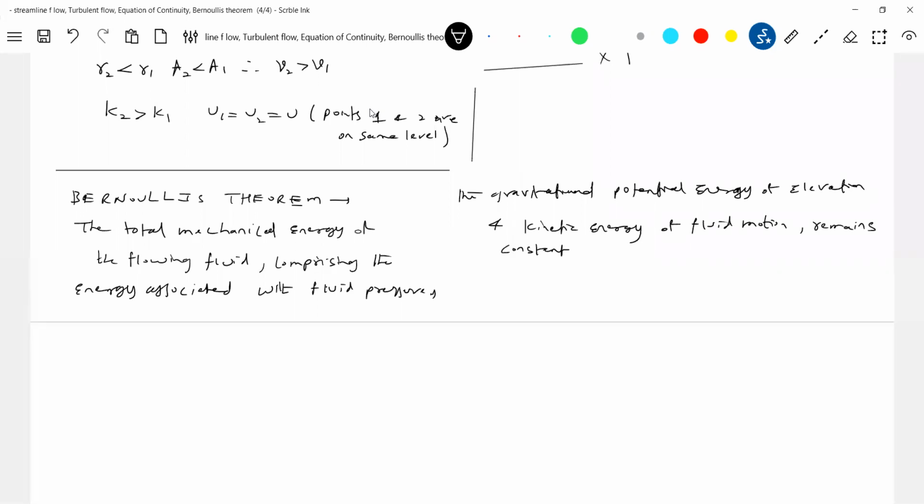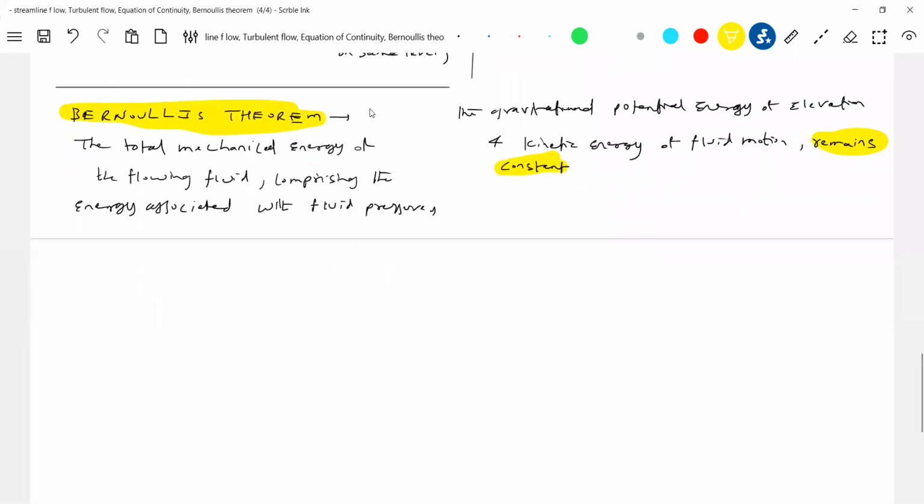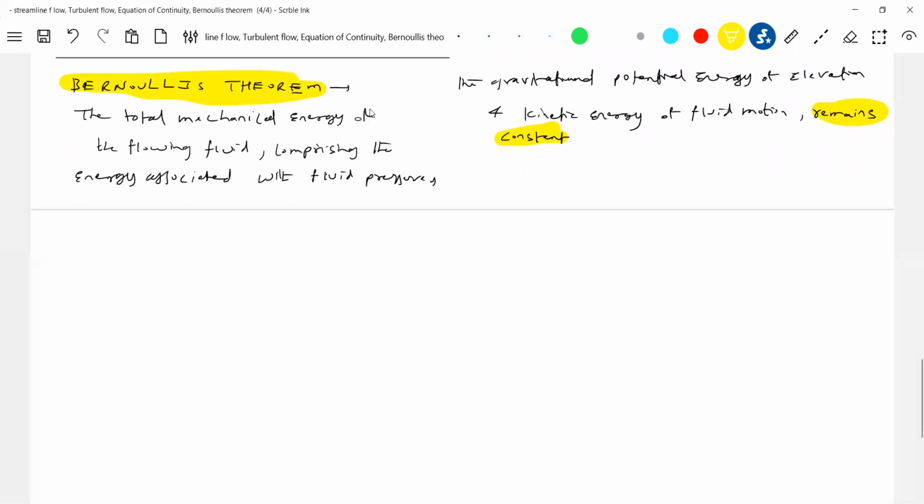Okay, there's one very important thing. All our numericals just revolve around that equation of continuity and this particular thing, Bernoulli's theorem. So what do you mean by that? Let's go for the meaning. So the same tube, let me take it.